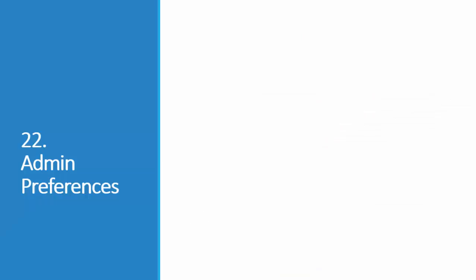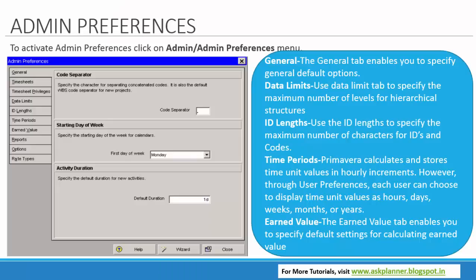Next we go into admin preferences. This is the tab which facilitate you to change the limits of ID, time periods, earned value settings, data limits. This is nothing but the preferences set by the administrator. Here we can select by start day of week, activity durations, nothing but an options of the administrator who is running the Primavera.